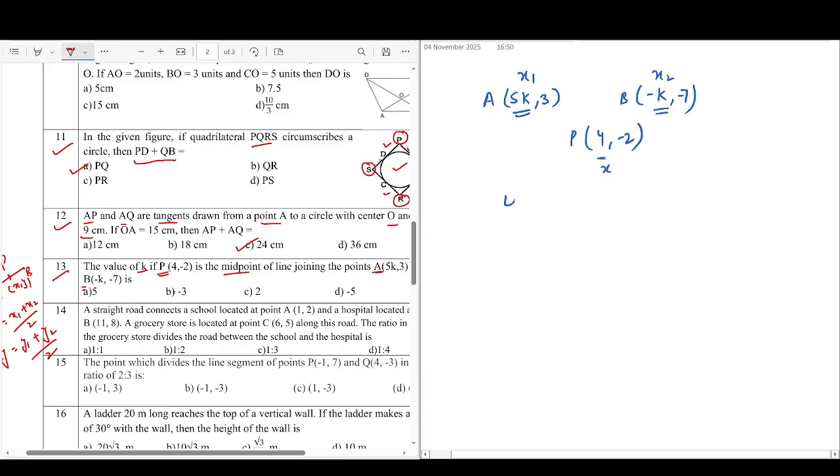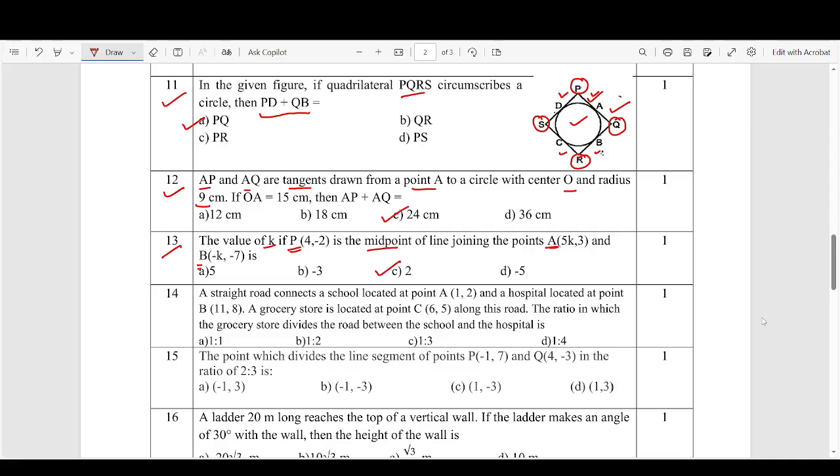So we know that 4 equals (5 plus k minus k) divided by 2. So we got 4k equals to 8 and k equals to 2. So we got the value of k as 2, and we can see which option is the correct option. It is C option, right? And let's see question number 14.